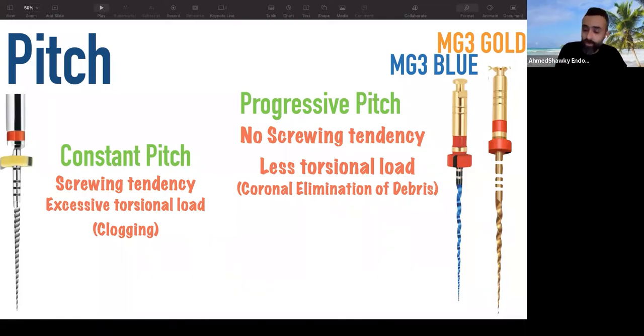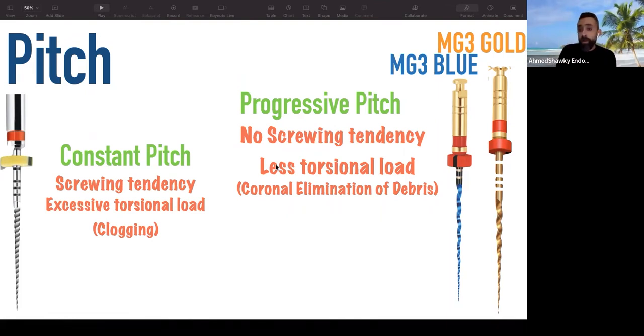Back in the 90s, we were having the profile file system. It was like a screw, constant pitch. Every half millimeter, for example, every 1 millimeter, there is a flute. This is like screwing a nail in wood with a screwdriver. It will go down, screwing tendency. And also it pushed debris down.